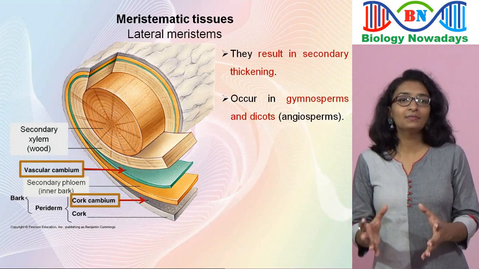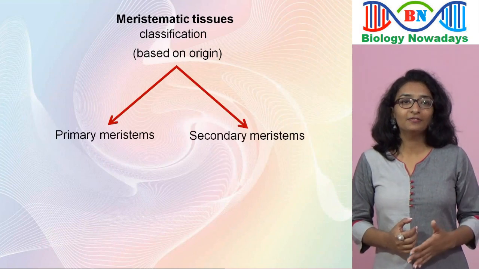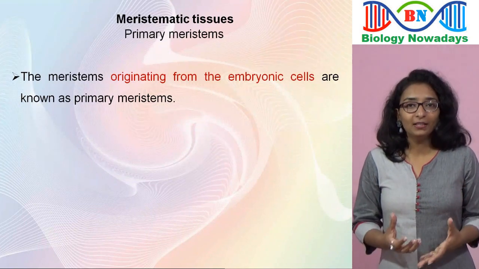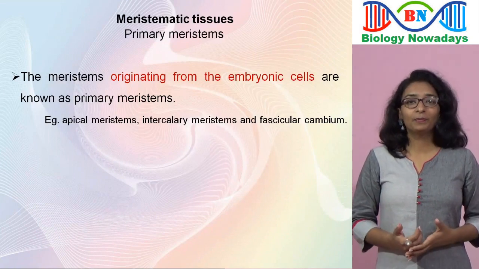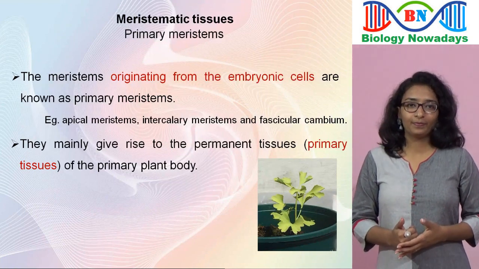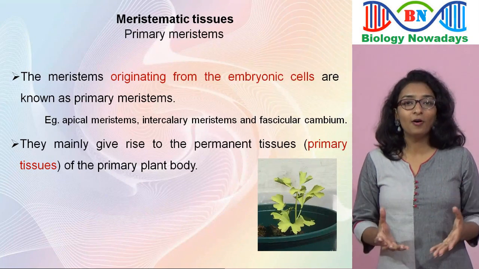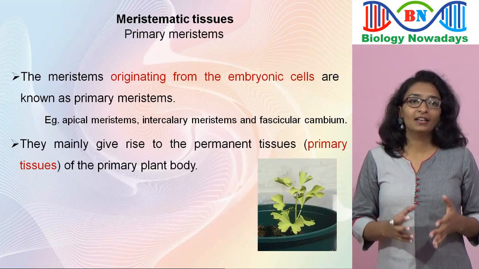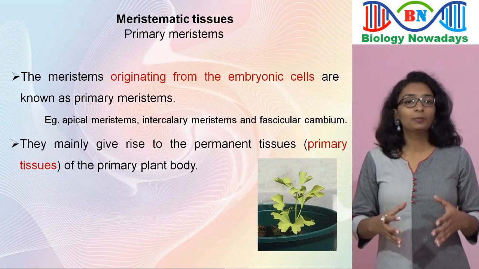Based on the origin, meristems are classified into primary and secondary meristems. The meristems originating from the embryonic cells are known as primary meristems. Examples are apical meristem, intercalary meristem and fascicular cambium. They mainly give rise to the permanent tissues of the primary plant body, or let's say they give rise to the primary tissues. Fascicular cambium is actually a primary meristem, as it is formed at the time of embryonic growth itself. But during the secondary growth of plants, it will combine with interfascicular cambium, forming vascular cambium, which will produce secondary tissues.